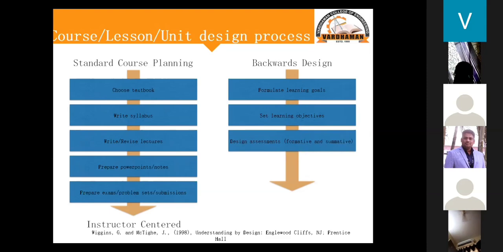When I'm speaking about assessments here, in brackets in the slide, you can see formative and summative. I hope most of you have an idea of formative and summative. Whatever assessments and examinations we conduct actually fall into two categories. One is summative: whatever examinations or tests we conduct at the end of the course, we call them summative.